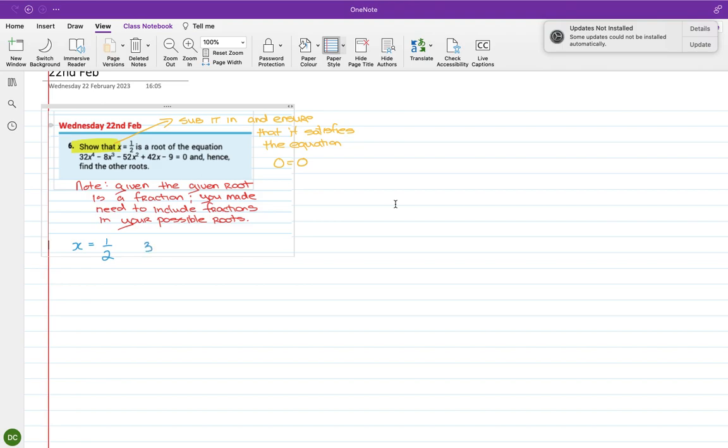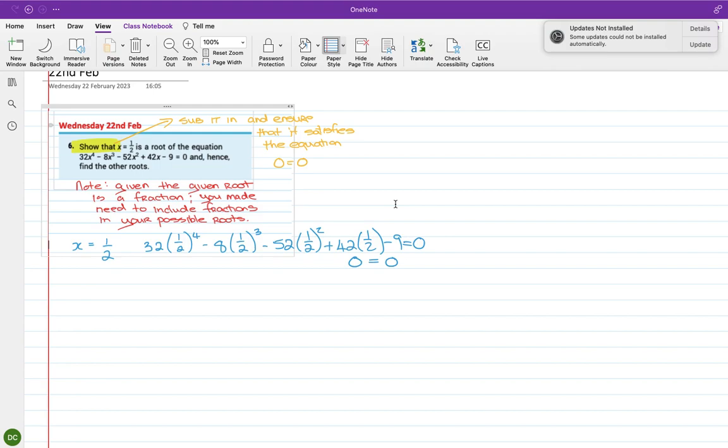So 32 times a half to the power of 4, minus 8 times a half to the power of 3, minus 52 times a half squared, plus 42 times a half, minus 9 equals 0. And if you sub the whole thing in, you do get 0 equals 0. So it works. Okay. So now that I know that that is a root and I've shown that it's a root, I now turn it into a factor.